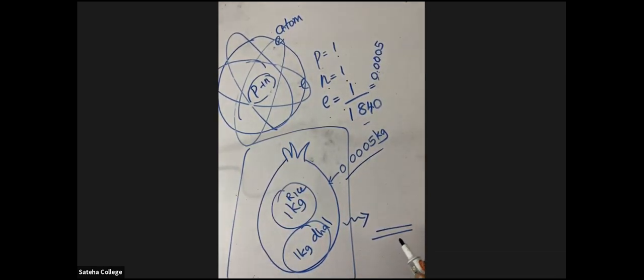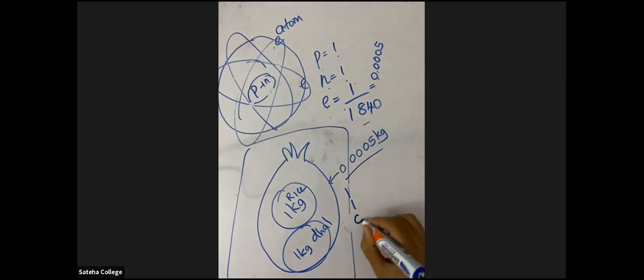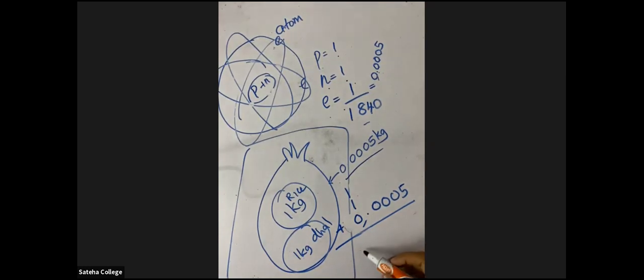What is your total mass? You add everything. So 1 plus 1 plus 0.0005. So what's your answer? Is it 2.5? No, it's not 2.5. You add 1 plus 1, 2, and then 0.0005. Right? So that is 2.0005 kilogram. Am I correct?